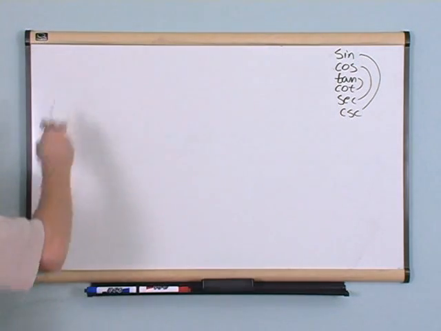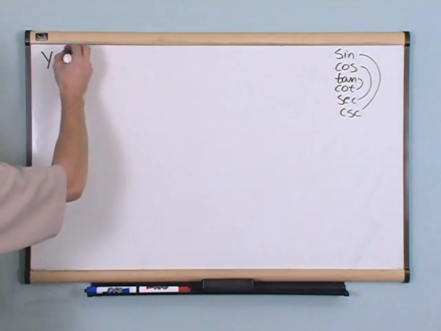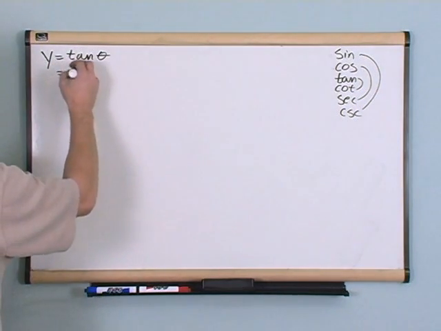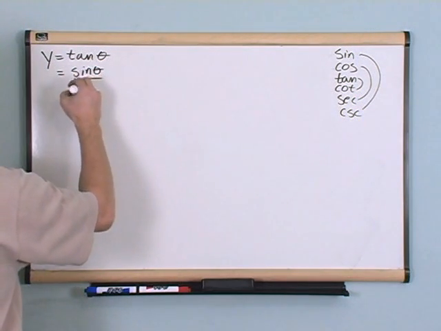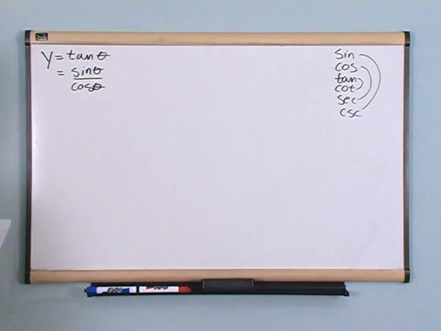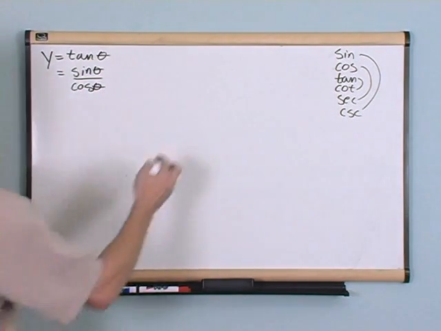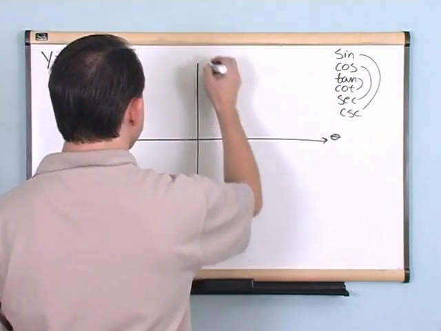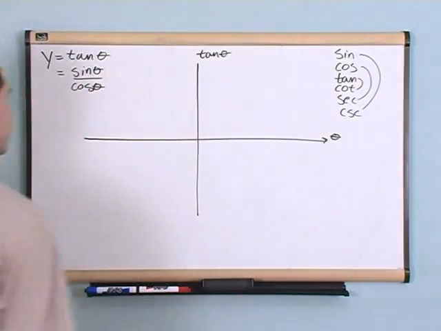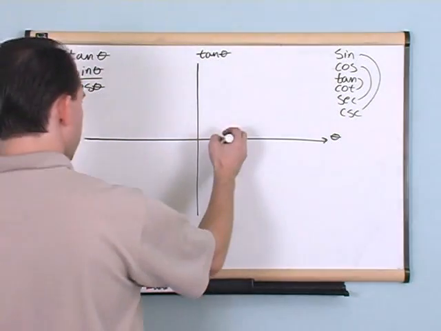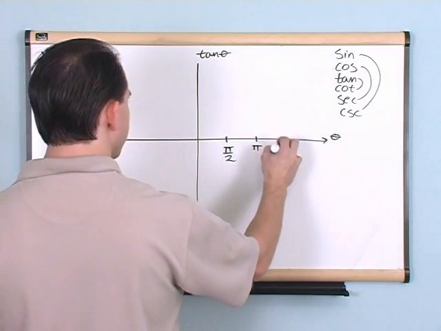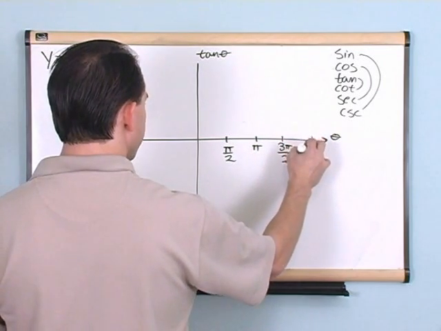What if we wanted to plot as a problem, y is equal to tangent of theta? Well, the first thing to realize is this is just equal to sine theta over cosine theta. And we've already talked about that. What you can do is first go ahead and draw your plot. This is theta, and we're plotting tangent of theta. Let's go ahead and write some angles now: pi over 2, pi, 3 pi over 2, and 2 pi.